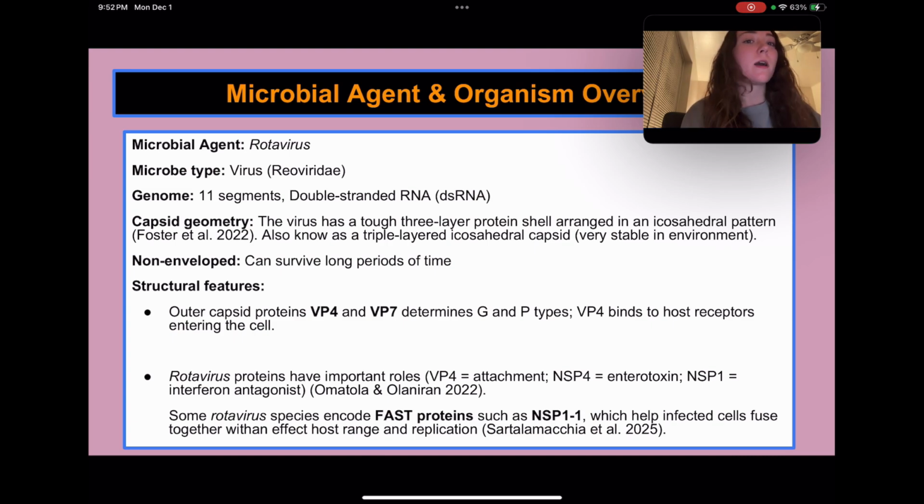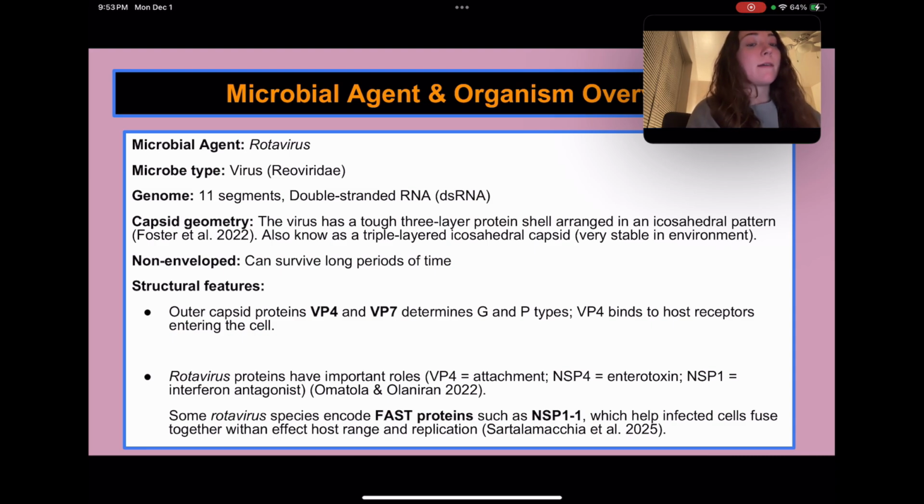The genome of this virus is a double-stranded RNA. It has a triple-layered icosahedral capsid, which makes it very stable in its environment. It does not have an envelope, meaning it can survive for long periods of time. Some structural features are outer capsid proteins, VP4 and VP7. VP4 binds to host receptors entering the cell.